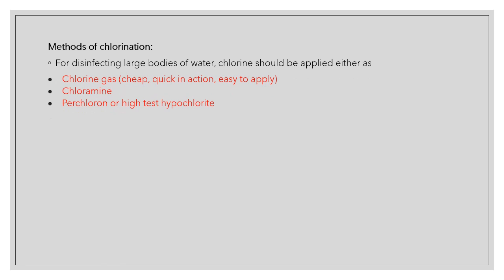There are three methods of chlorination. For disinfecting large bodies of water, the chlorine can be applied either as a chlorine gas, chloramine, which is an ammonium compound, or perchloron, which is a calcium compound of chlorine. Chlorine gas is the best option that we have. Chloramine and perchloron are less effective.